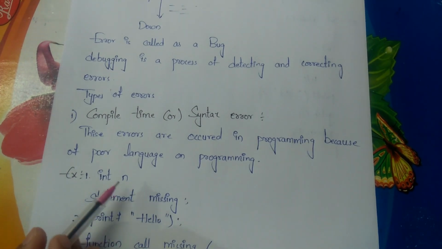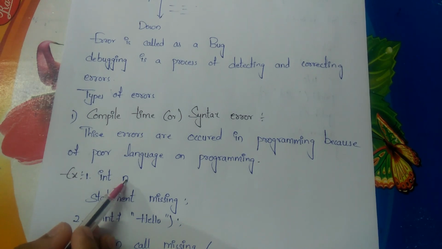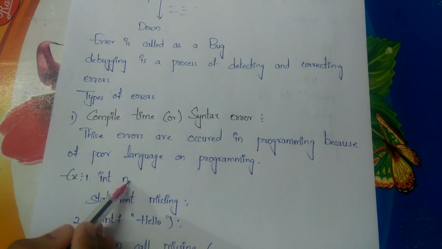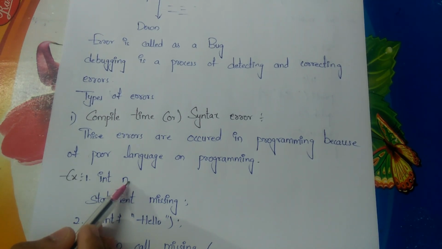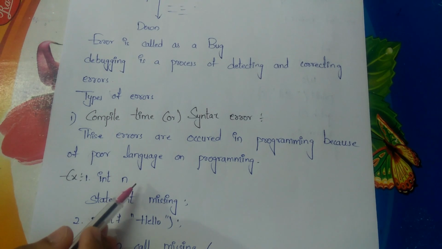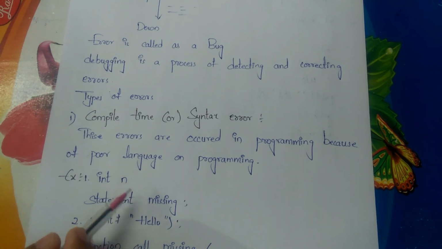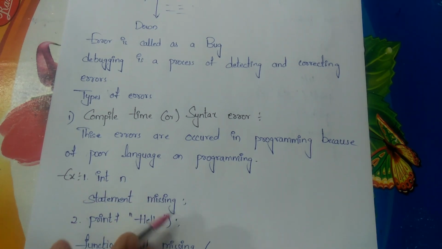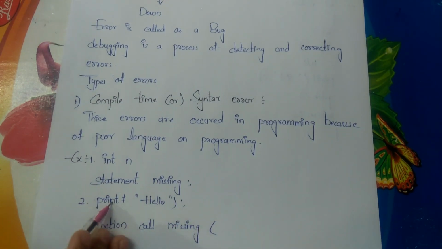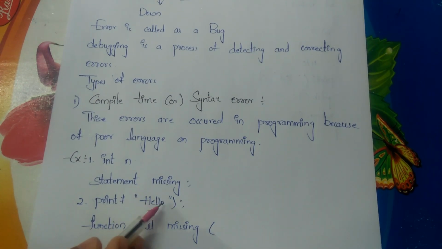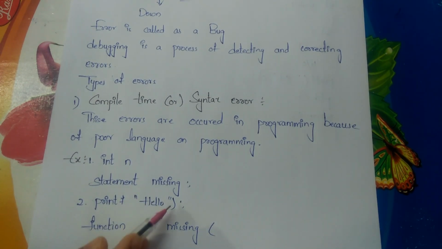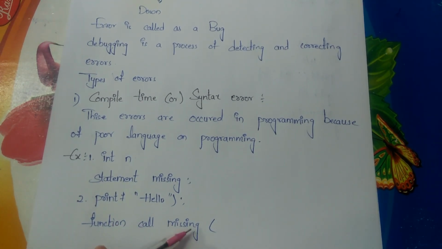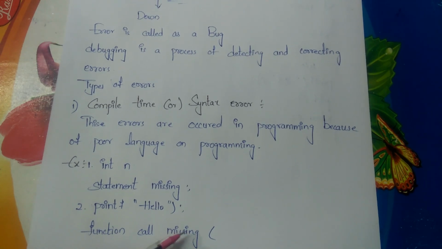Let's see an example here. In the first example, int n. When we execute the program, if we write it as int n, we will get an error. That error is called a syntax error because we are missing the statement terminator, the semicolon. So this is called a syntax error. Now the next one is printf. Within the double quotes we are writing hello, but we are not opening the brace. So the function call is missing. This also comes under syntax errors.